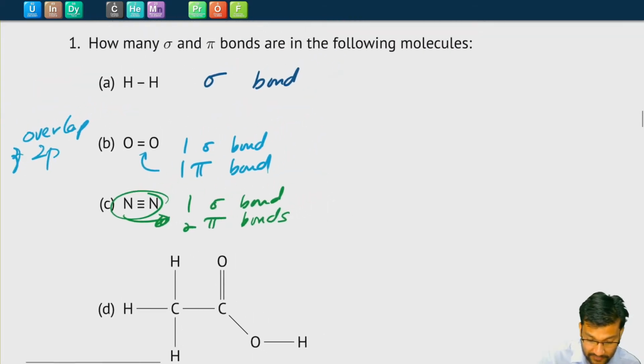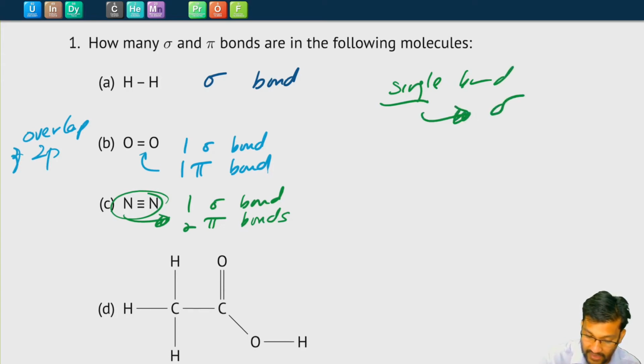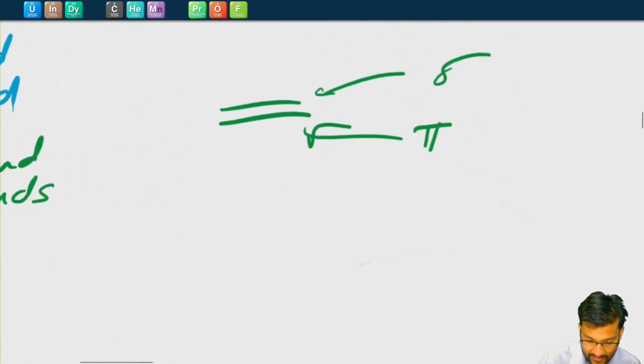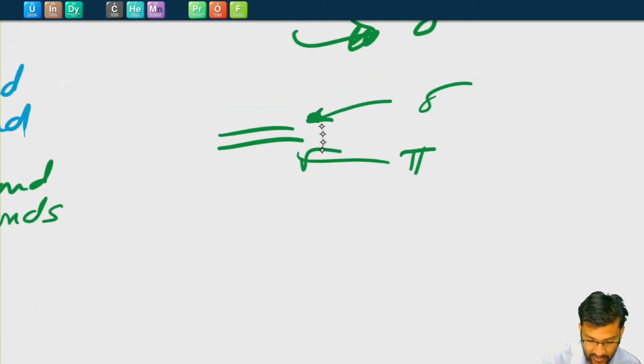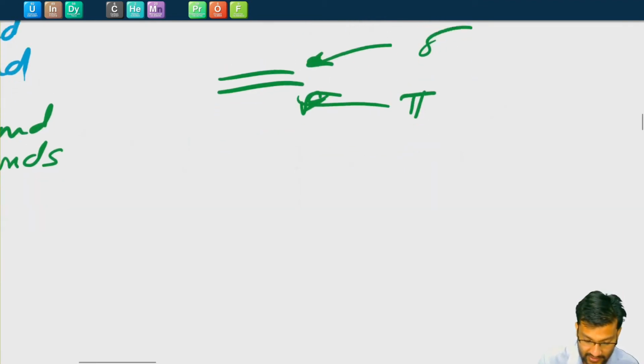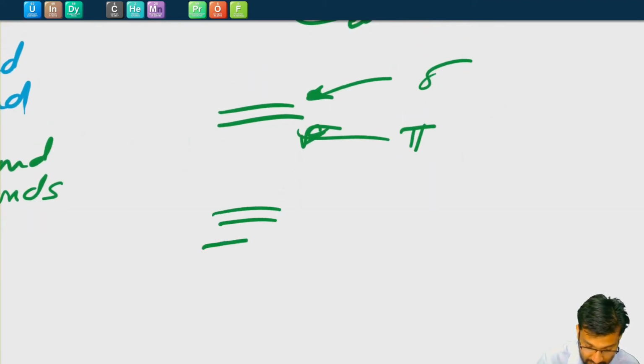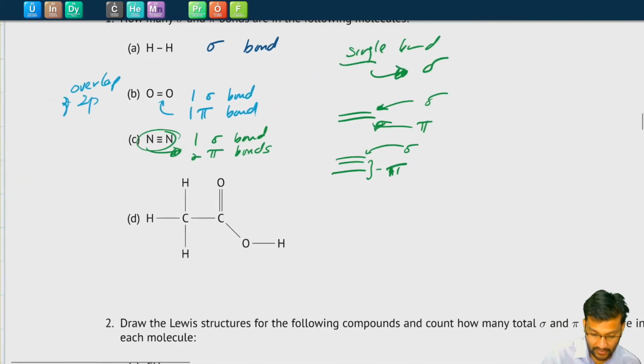In general, if you see a single bond, it's going to be sigma. If you see a double bond, the first one is going to be sigma, the second one is going to be pi. I draw arrows to one or the other, but it doesn't matter which one's which in this example. If you see a triple bond, one of them is going to be sigma, and the other two are going to be pi. That's the rule.